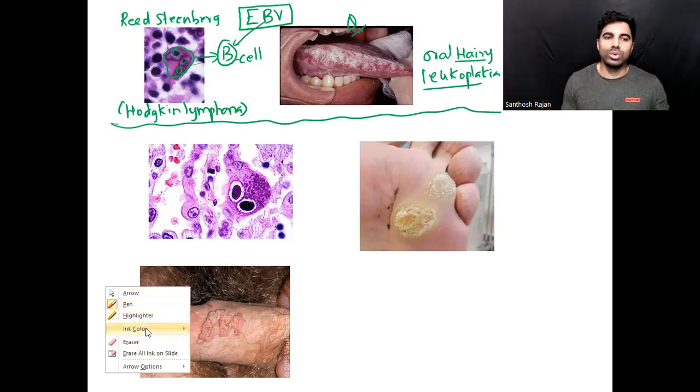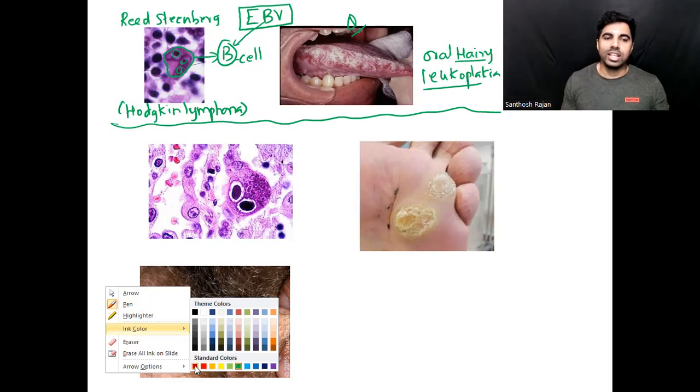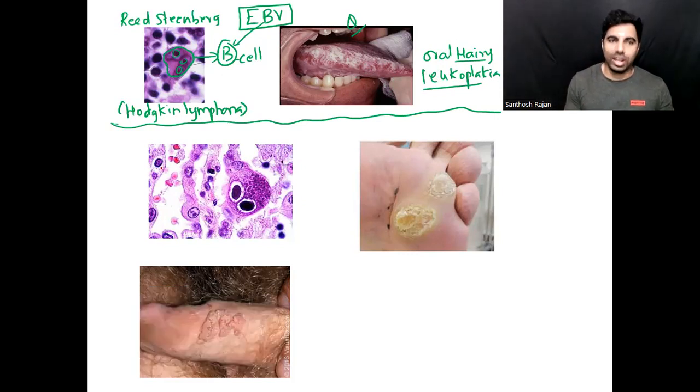So the next one, what picture are you seeing down there? Which picture is that? This one is your owl eye body. Very right. Your answer is right. It's owl eye.